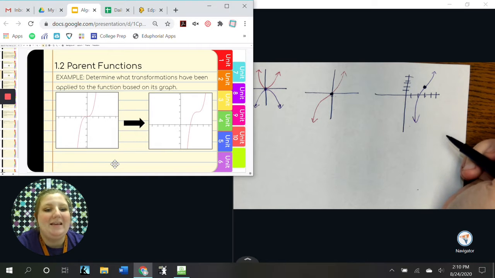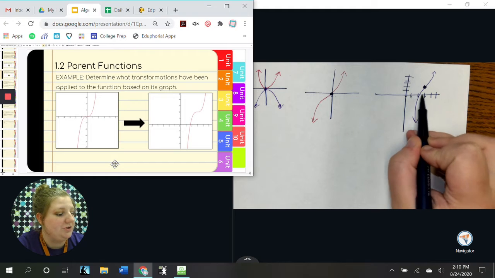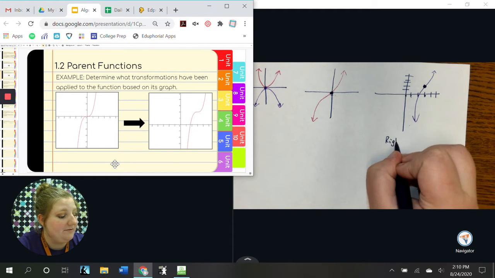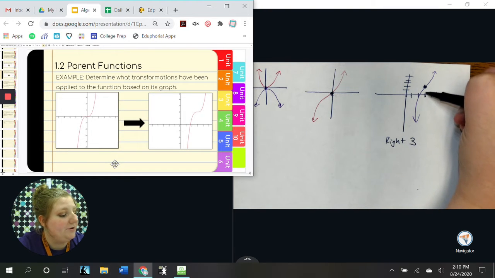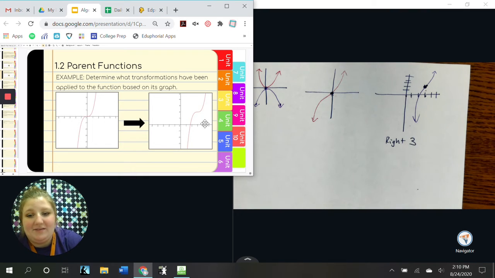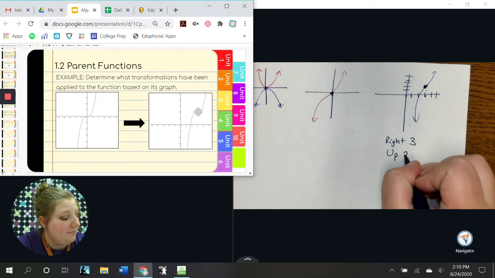So I want to see how that moved. If I look from the origin, I moved 1, 2, 3 to the right. So I'm going to write that, right 3. And then it moved up 1, 2 up. I know my graph's not the best, but you can kind of see it over here. It moved from the origin up 1, 2 to meet right here. So it went up 2.